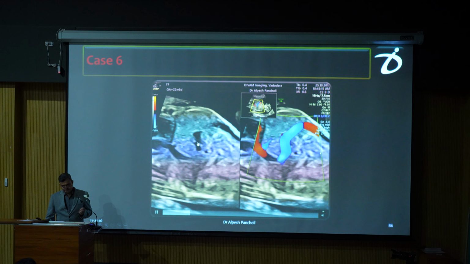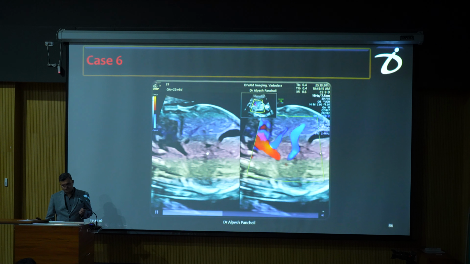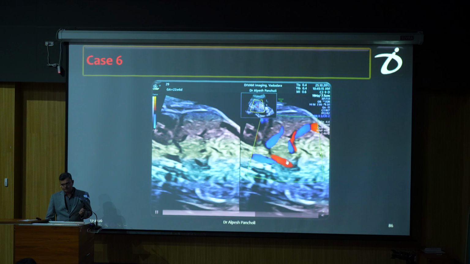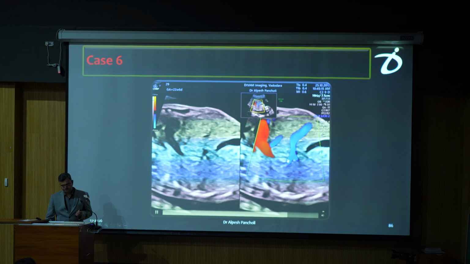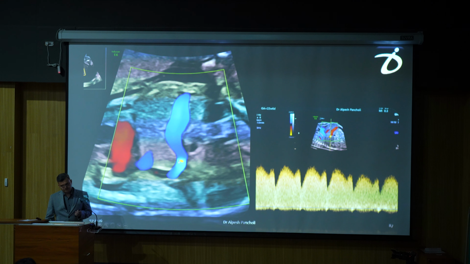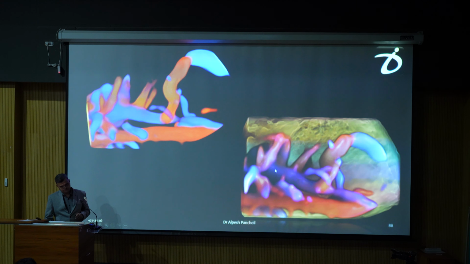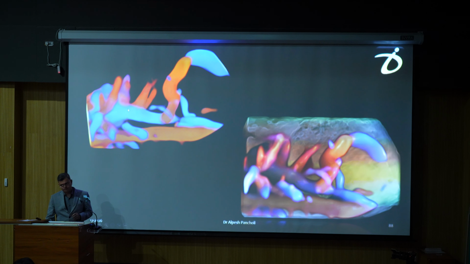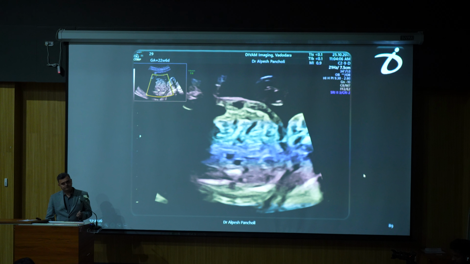Coming to the next case, here we can see the umbilical vein which is joining the IVC, but there is a narrow junction and we see the aliasing. So there is a presence of ductus venosus. So here, if you take the flow, it is typically showing the ductus venosus flow. This is the still image showing the subdiaphragmatic vestibule. It is opening below the subdiaphragmatic vestibule. So this is a case of ductus venosus systemic shunt.